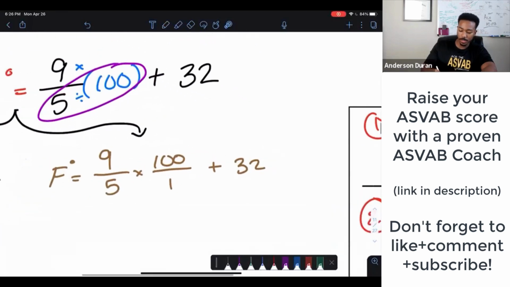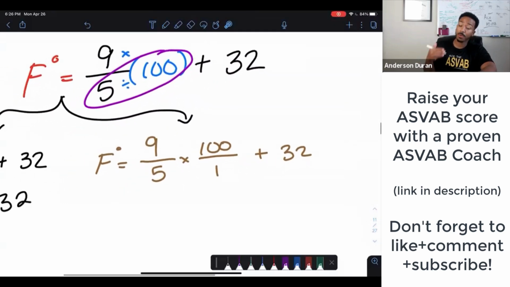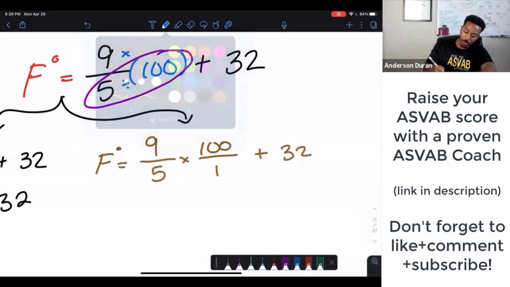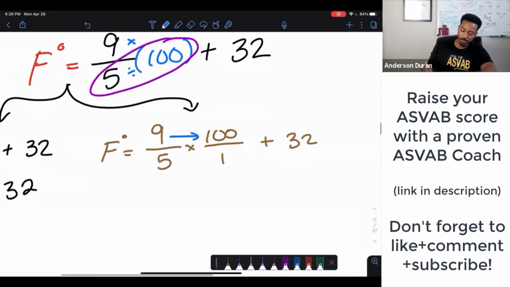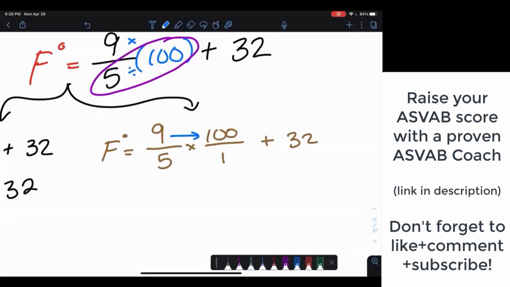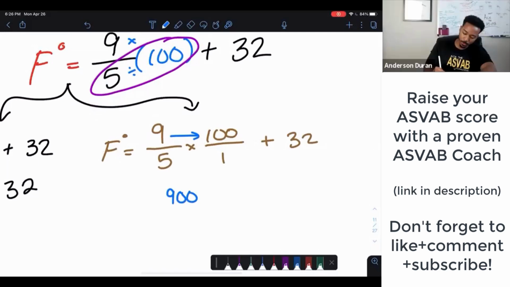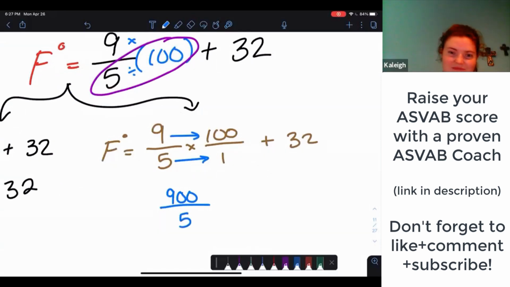So all I did right here, everybody, was just, hey, look, 100, that's the same thing as saying 100 divided by 1. That's all we're saying. And so when we're multiplying fractions, the rule is multiply the numerators, multiply the denominators, and then simplify if you can. So follow along, everybody. What is 9 times 100? Quick. 900. Right, 900. That's super straightforward there. And then 5 times 1, what's that going to be? 5. Right, correct. And then we still have that plus 32 right there, right?